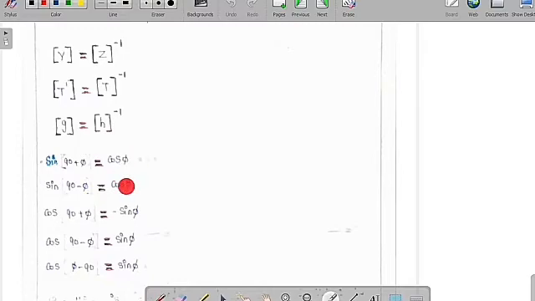Here cos phi you can write as either sin of 90 plus phi or sin of 90 minus phi. Similarly, sin phi you can write as either cos of 90 minus phi or cos of phi minus 90. You can go for any of these. Whereas minus sin phi you can write as cos of 90 plus phi. This is very important if you want to convert cos to sin and sin to cos.